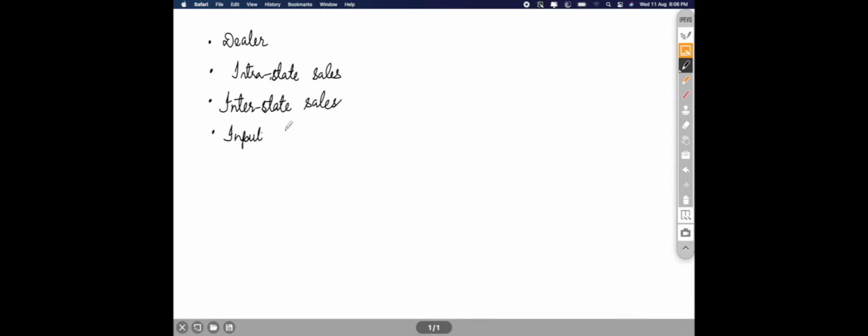The terms related to GST are dealer, intra-state sales, then interstate sales, input GST, output GST.